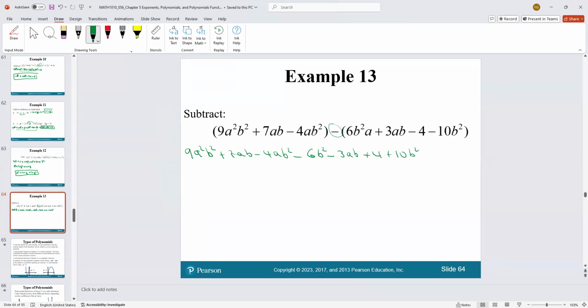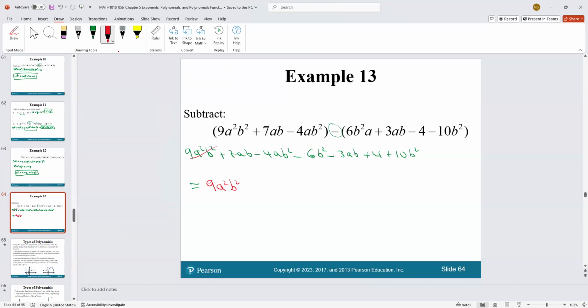You see, with that negative, what was negative becomes positive, and positive becomes negative. Now let's combine. At this point, it is very important to be careful when you do that. Look for terms that have a squared, b squared. We have only one of them. I'm going to use a different color. I'm going to do 9a squared b squared. That means I'm done with that.